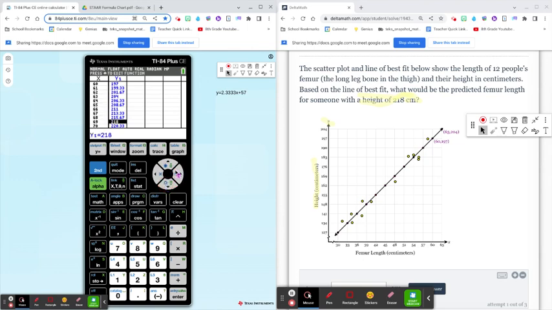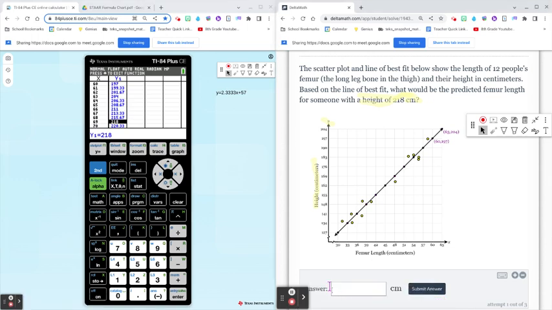The y is 218. So since y has a label of height, the height is 218 when the x is 69. So my answer is, and let me move this out of the way, 69 is the number that goes with the height of 218.